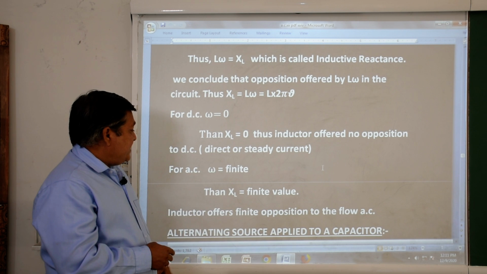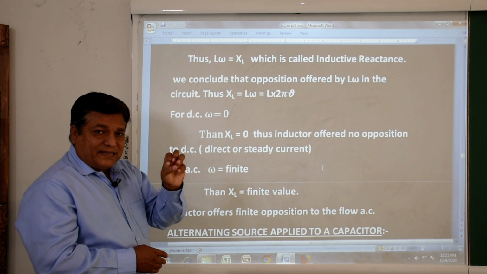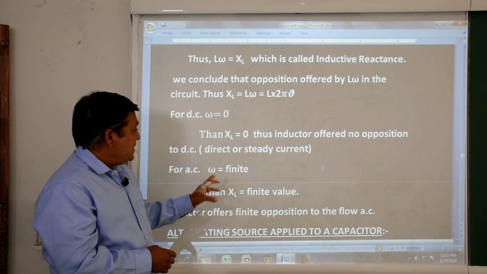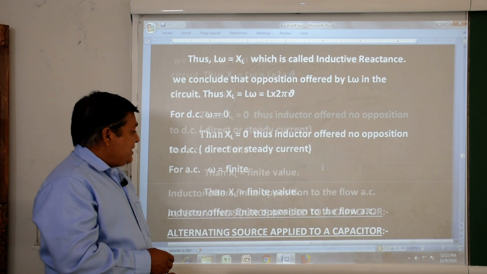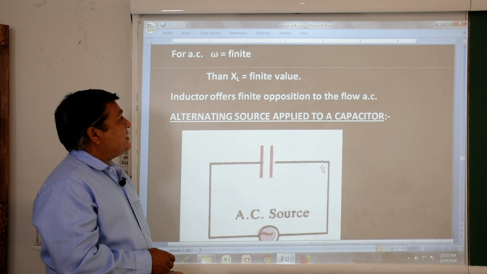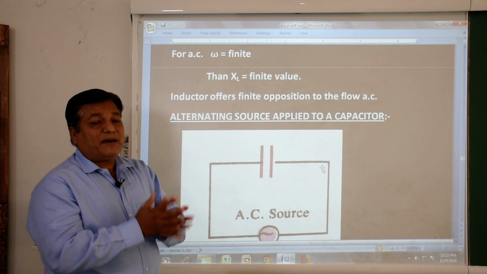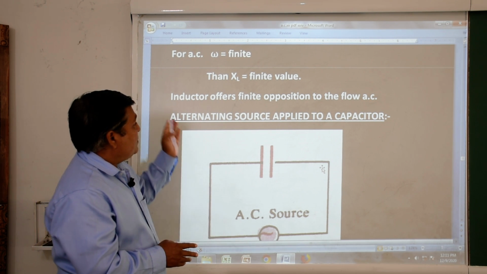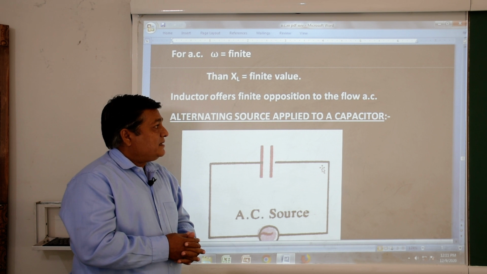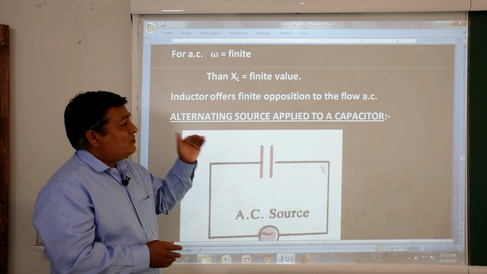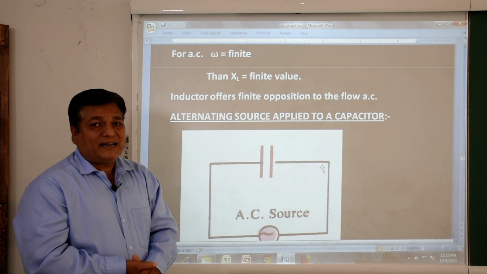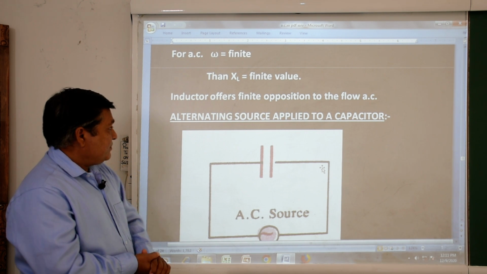In case of AC, there is some finite frequency, meaning the omega value is finite. If we place a finite value of omega here, we can say that there is some opposition created in case of AC current when AC passes through the inductor, meaning it opposes the AC current, and there is no opposition created for DC current in case of an inductor.